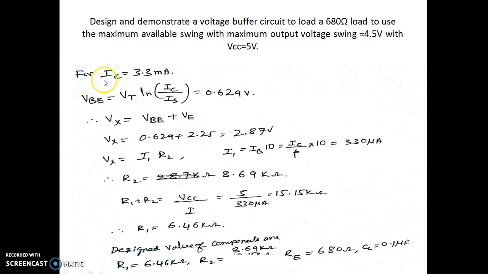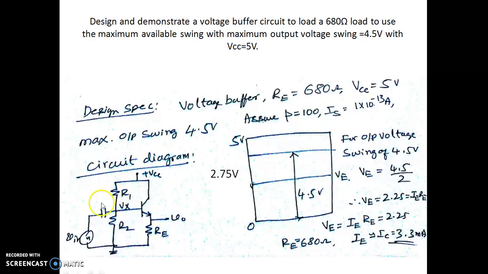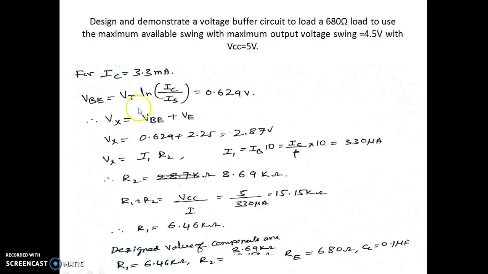In order to get a current of 3.3 milliamperes, we know that the VBE expression is given by Vt natural log of Ic by Is, which will be 629 millivolts or 0.629 volts. So this is the base to emitter voltage, but the voltage at the base, which is over here, Vx, is given by Vbe plus Ve. Since we know that Ve is 2.25, and Vbe required is 629 millivolts, overall Vx becomes 2.87.